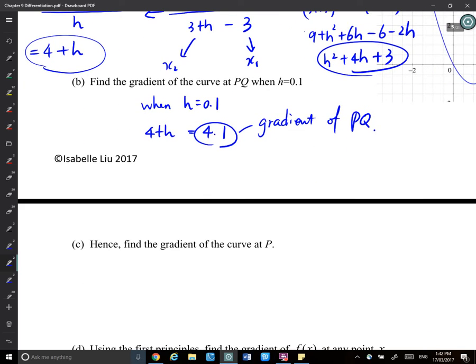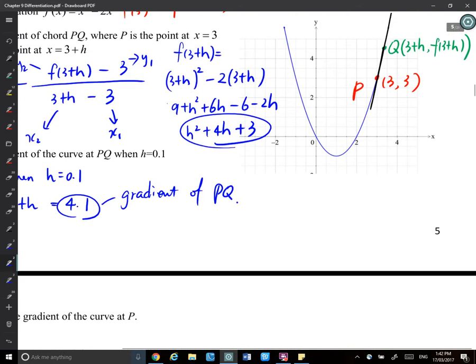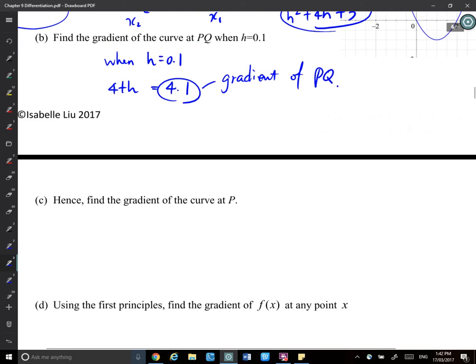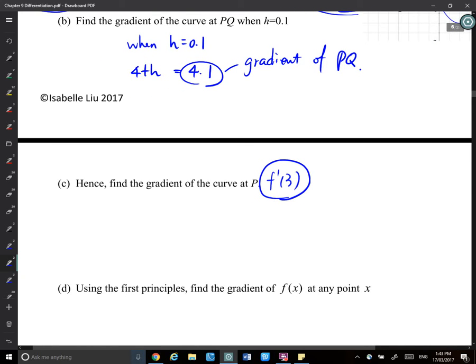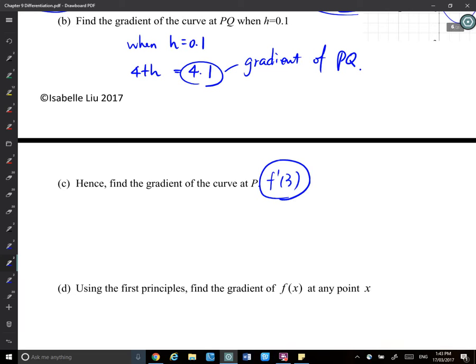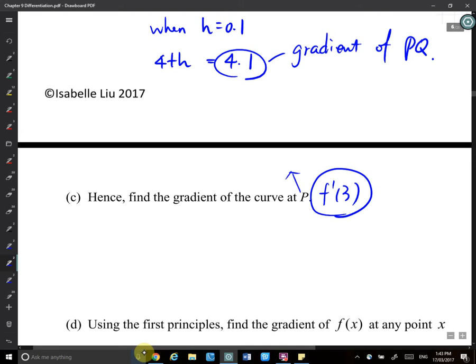Okay, hence, find the gradient of the curve at the point P. So P will be f dash 3, right? What I'm trying to find is f dash 3 because it's the gradient at x equals 3. Gradient is the derivative, and the derivative at the point where x is 3. P is (3, 3). So I'm looking for f dash 3.